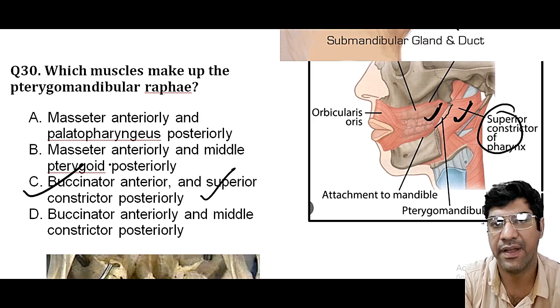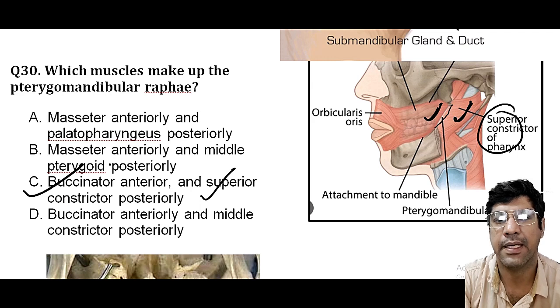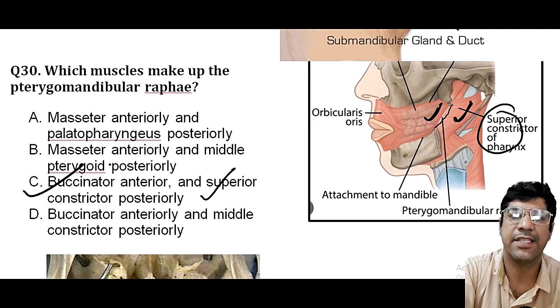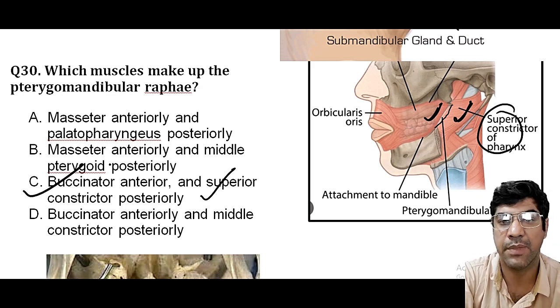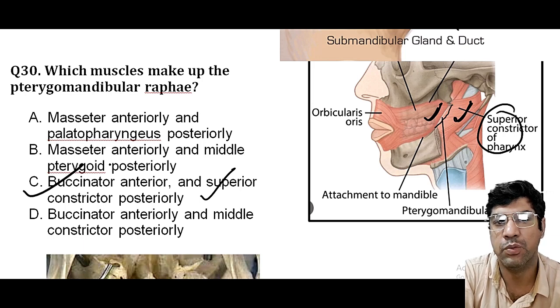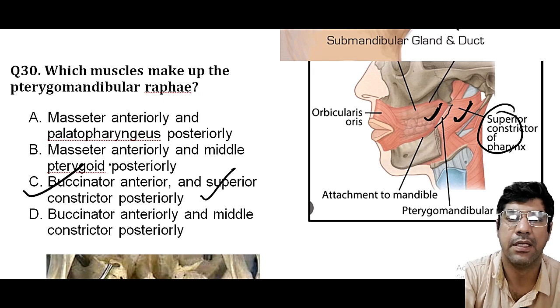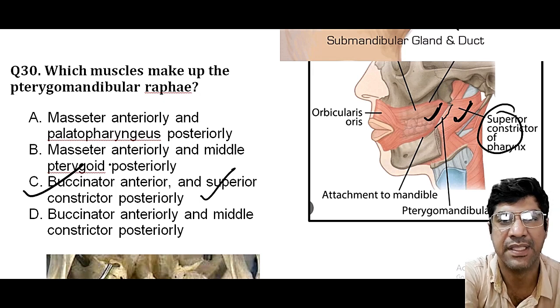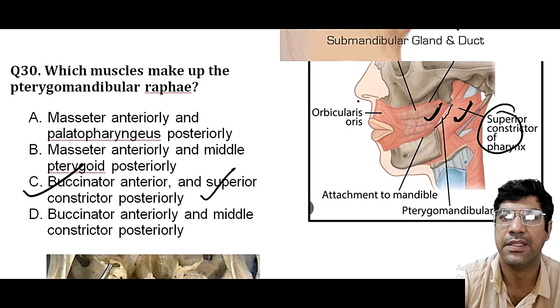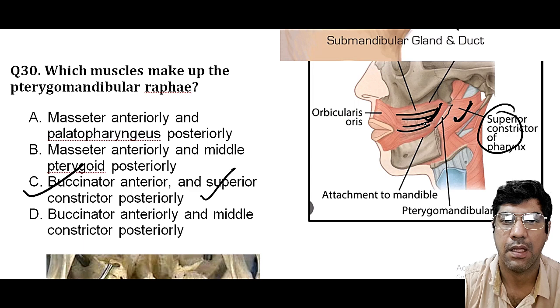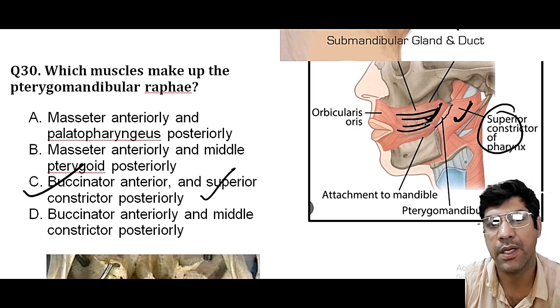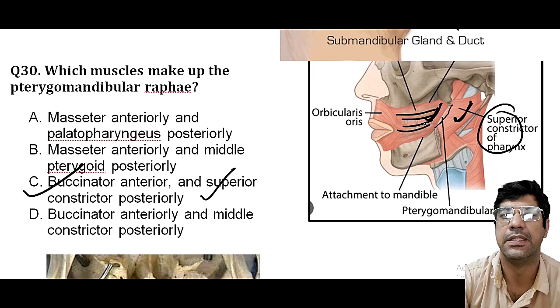So pterygomandibular raphe is a fibrous structure located in the oral cavity, and it serves as an attachment point for the superior constrictor muscle of the pharynx. That's the muscle that plays a role in swallowing, and it attaches to the pterygomandibular raphe posteriorly. The buccinator muscle is a thin flat muscle in the cheek that will play an important role in swallowing and speech.